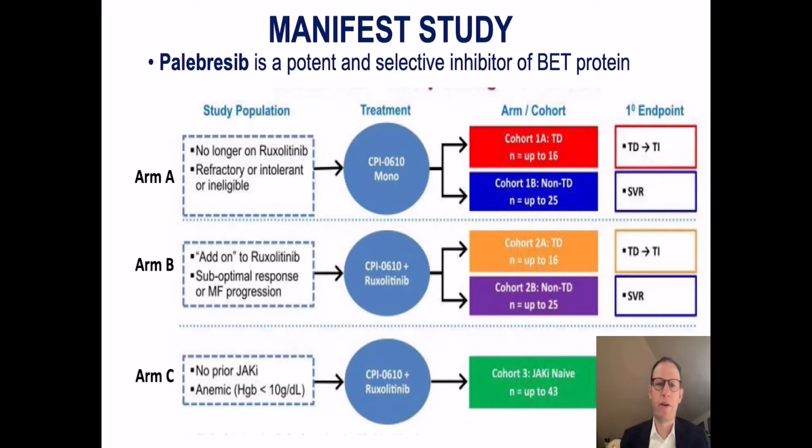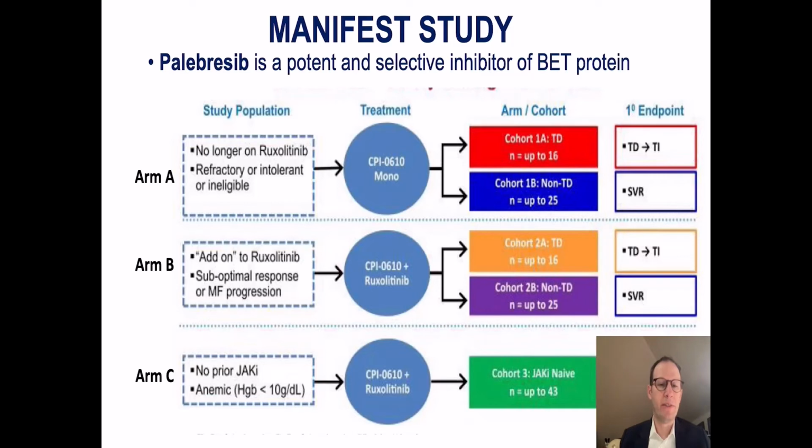That means just the only drug, and then patients are being treated, and then they look for transfusion dependence, spleen size reduction. In arm B, these are patients who have had a suboptimal response to Jakavi, and in this case here, the drug is being used with Jakavi, so pelabresib and Jakavi. The rationale behind that is that they thought they may have a synergy of some form of way of working together that improves beyond the individual drugs alone.